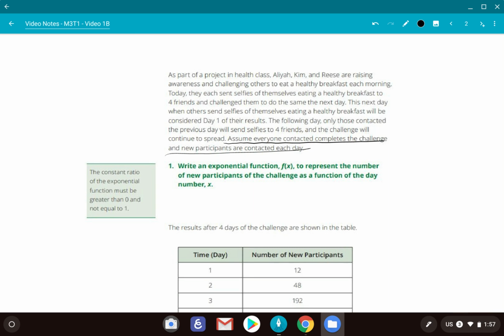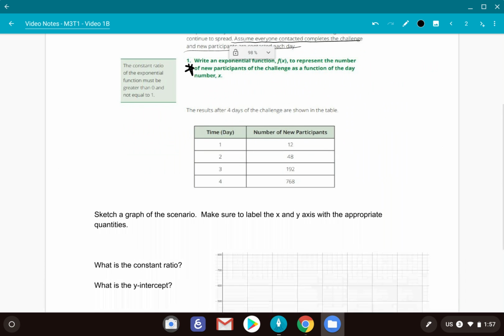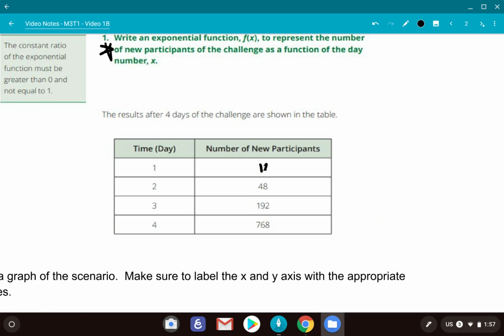So what we're supposed to do is write an exponential function to represent the number of new participants of the challenge as a function of the day number x. So first let's look at our table. On day 1, there were 12 participants. Day 2, there were 48. Day 3, 192. And day 4, 768.